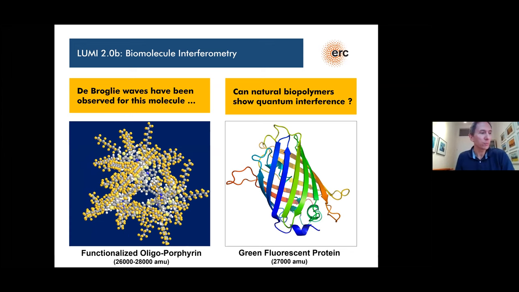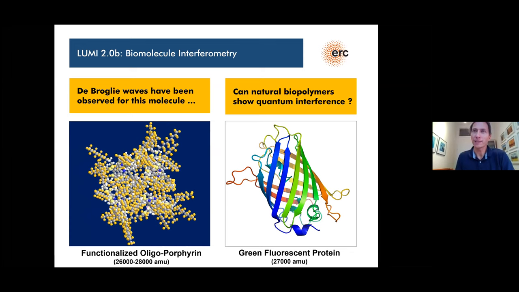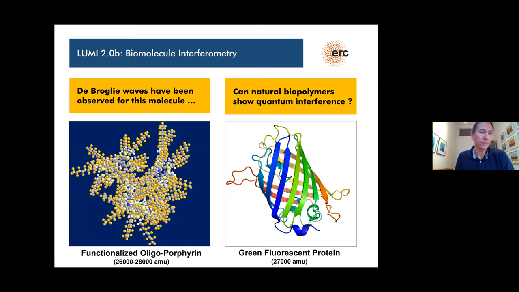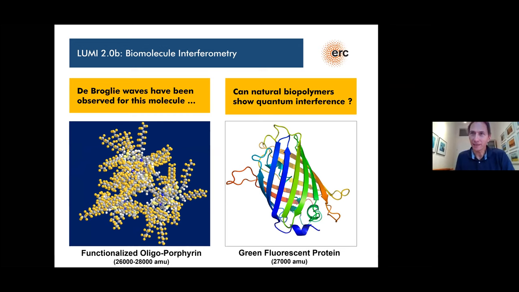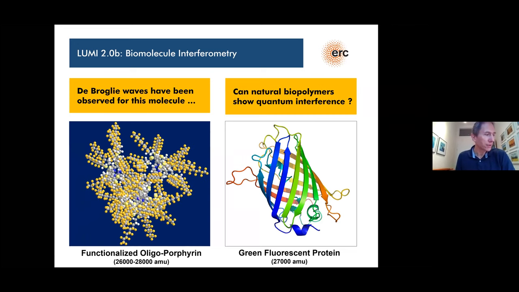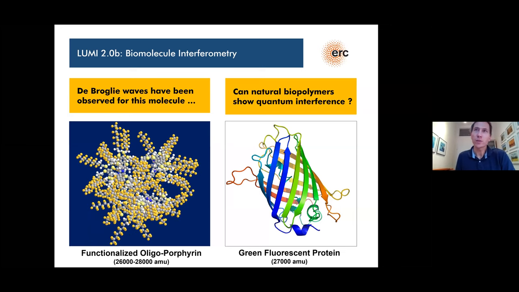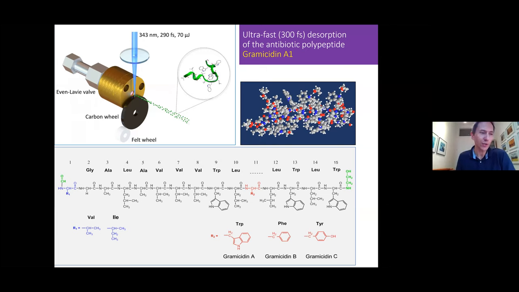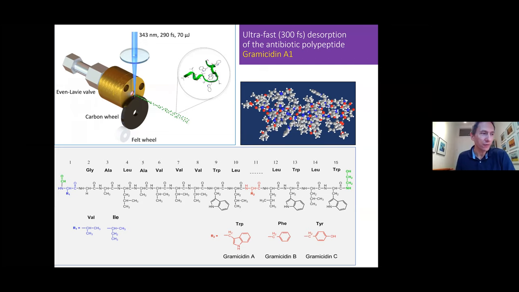Because nature produces, it's nature's nanotechnology at its best, if you wish. Nature produces mass-selected nanoparticles, be it, in this case, the protein GFP, or in the end, COVID-19. They're very nicely mass-selected structures. And as I mentioned, it's very hard to make sources for neutral, slow biomolecules. Mass spectrometry has many techniques to generate ions, but in order to avoid ion electric field decoherence, we have to go to neutral particles.